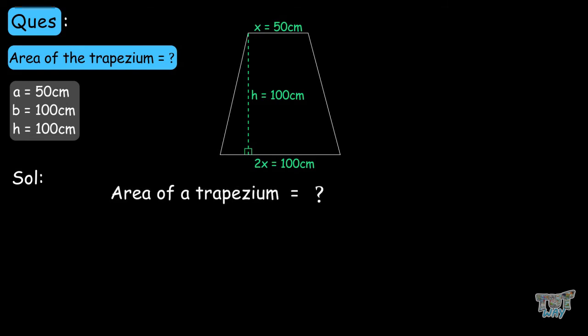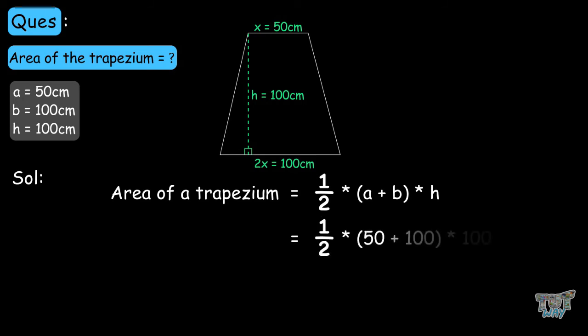We know the formula for the area is half multiplied by a plus b times height. We can put the values that we are given into the formula. We will get half multiplied by 50 plus 100 times 100. Then we get 7,500 centimeters squared. So the area of the trapezium will be 7,500 centimeters squared.